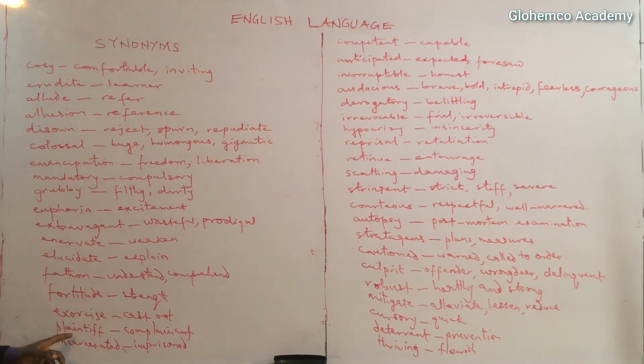Then we have plaintiff. A plaintiff is the complainant. Who is a complainant? A complainant is somebody who is wronged, who is offended, and he or she cannot stomach the offense, so he goes to court to sue the person.